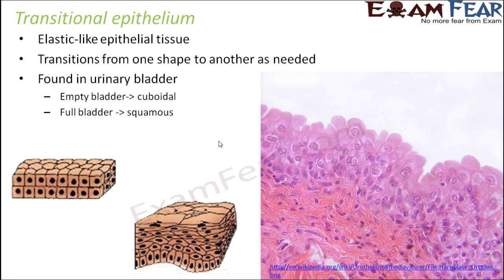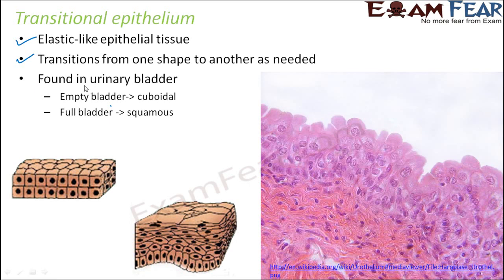So here we will see how transition happens in case of epithelial tissue. Till now, whatever different types of epithelium we talked about, we saw that they have a specific structure, a specific shape, right? Now there are some epithelium which are elastic in nature, and that is why they can change their shape. So they can perform transition from one shape to another as and when required. Such kind of tissue is known as transitional epithelium. So we say that they are elastic-like epithelial tissue. They can transit from one shape to another as needed.